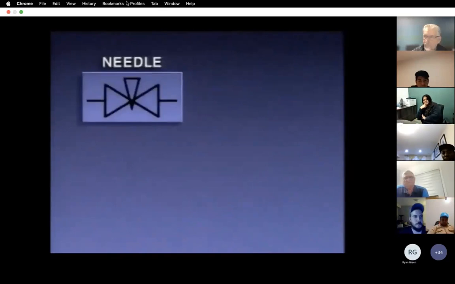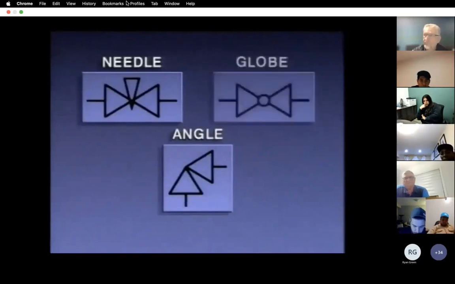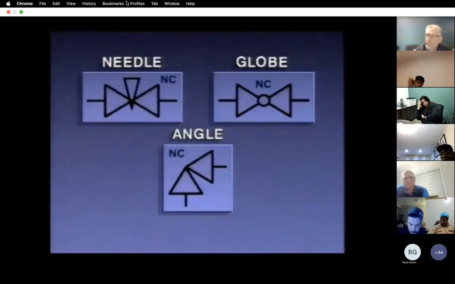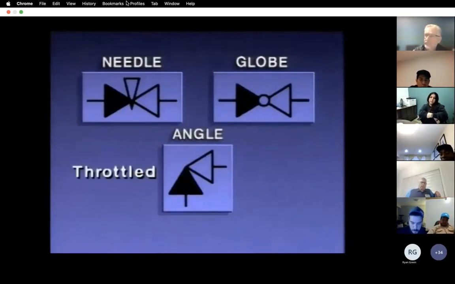On a piping system diagram, a needle valve generally looks like this. An angle valve generally looks like this, and a globe valve generally looks like this. If the symbols look like this or have the letters NO beside them, the valves are normally open. If the symbols are filled in or have the letters NC beside them, the valves are normally closed. The symbol may also be shown partially filled in. When the symbol is shown this way, the valve is in a throttled position.